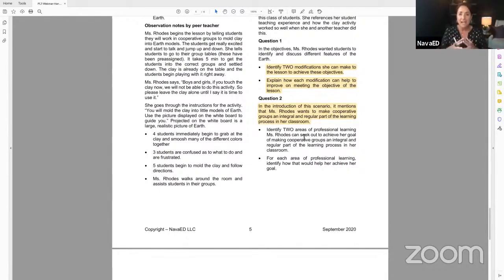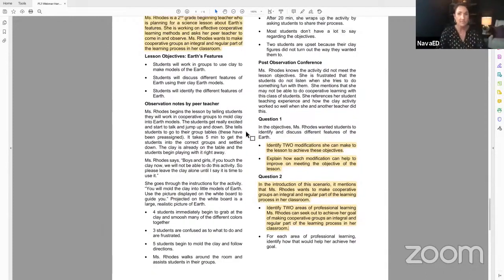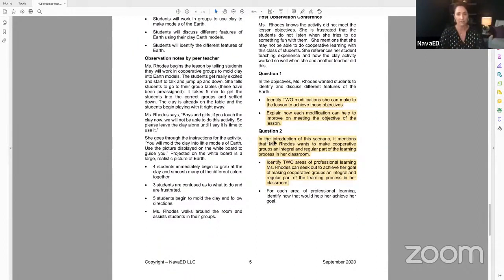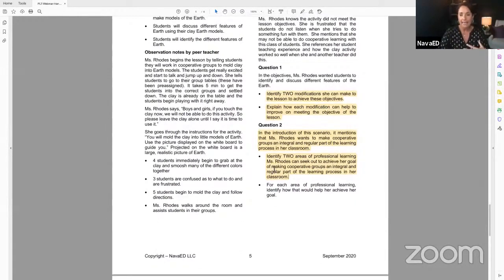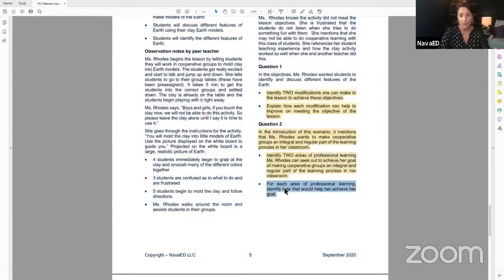So it says, identify 2 areas of professional learning Ms. Rhodes can seek out. So what they're doing here in this part, they're trying to get you to think, what can she do to help her with the cooperative learning piece? Now, remember, I want you to read this scenario. I don't want you to cut any corners here. I want you to read it, but I want you to read the questions first. Okay, so you set the purpose. So identify 2 areas of professional learning that she can take to achieve her goal of making cooperative learning part of her integral practice. And for each area, identify what can help her achieve that.